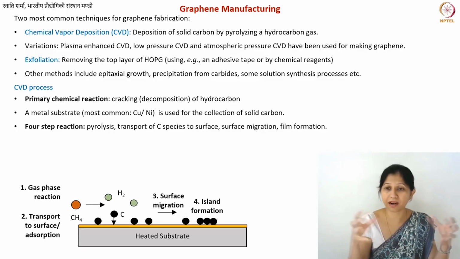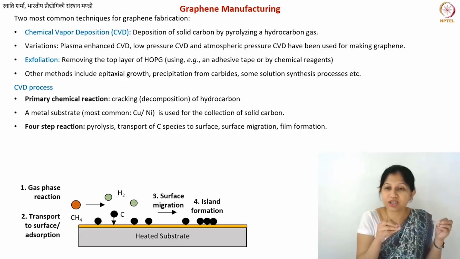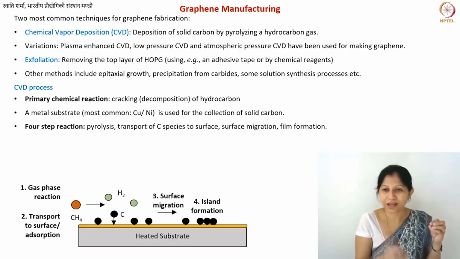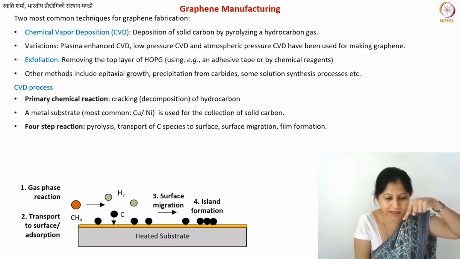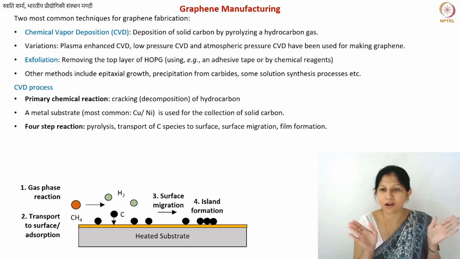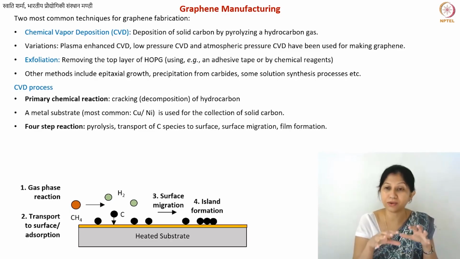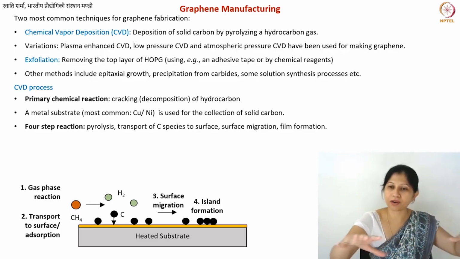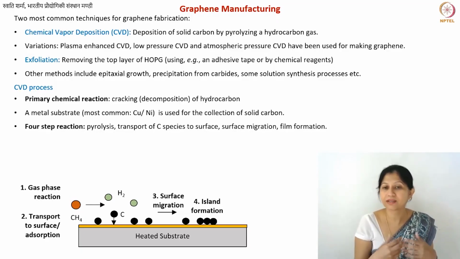Finally, when the migrating carbon species come in contact with each other, they will form larger structures, and you will have nucleation, island formation. So when a few carbon atoms come together, then you will see a little spot there, which is often dendrite-like. So these are called islands. So this is the nucleation of islands. And then they will grow, and at some point you will have a complete film formed. So this is basically film nucleation and growth process. So that is your 4th step.